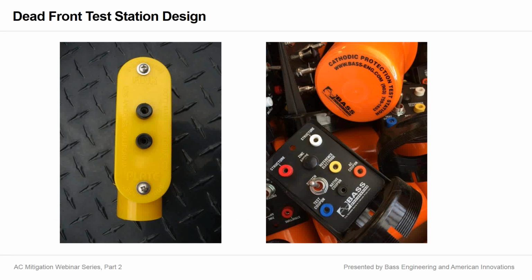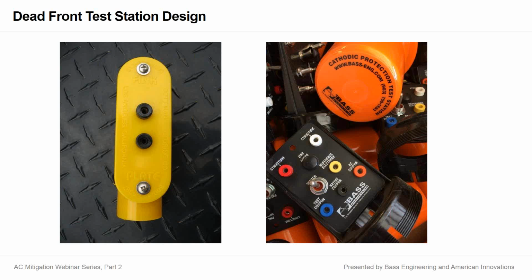When we talk about dead front test station design, we're essentially talking about some type of banana plug, anything other than an exposed terminal. So again, on the left, what you're seeing is the simple two-prong test station or two-terminal test station, but using banana jacks instead of exposed terminals. And then on the right, obviously there's going to be some Bass Engineering, American Innovations equipment in this presentation.